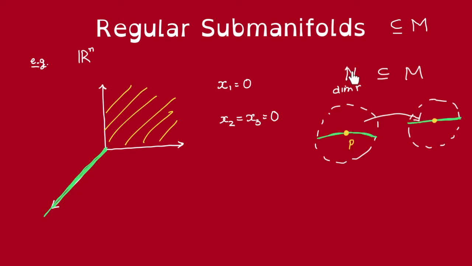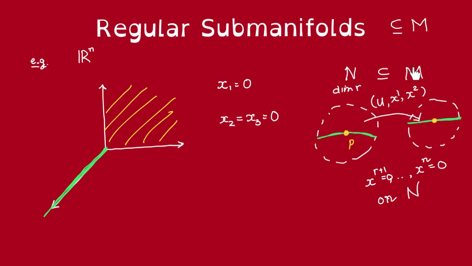Now, what's a regular submanifold? Well, a regular submanifold of dimension r of M is a subset of M that is locally cut out by coordinate functions. What we mean is that for every point p in N, there exists a chart of M at p such that N is cut out by n minus r coordinate functions. So for example, in our case, we can rearrange the order of the chart and assume N is cut out by these. So these vanish on N.